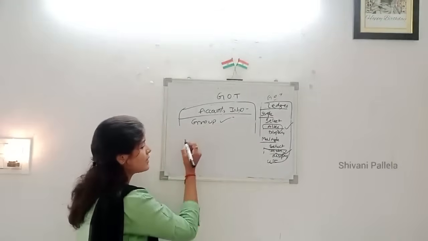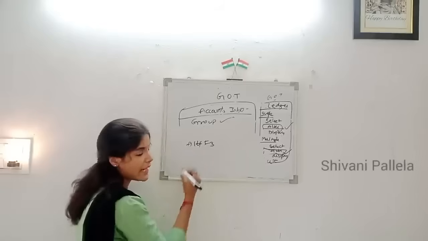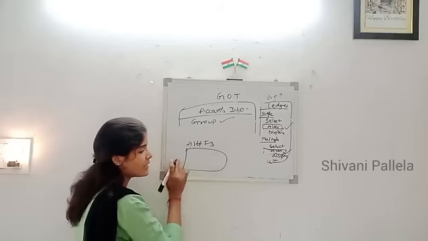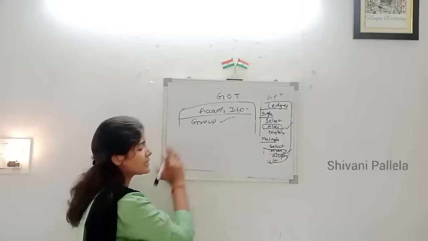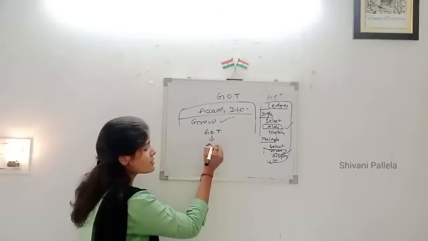how to create a company means Alt plus F3. Click on Alt plus F3 from Gateway of Tally. Gateway of Tally means this screen. Or else you can write a path like this. Gateway of Tally, accounts info.